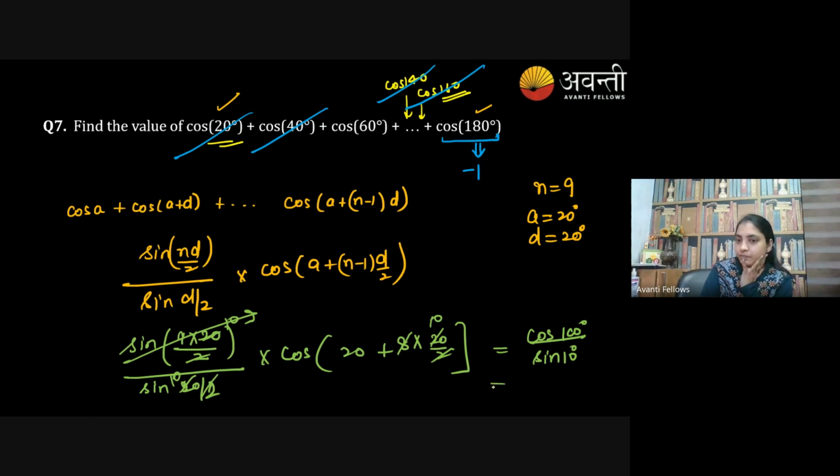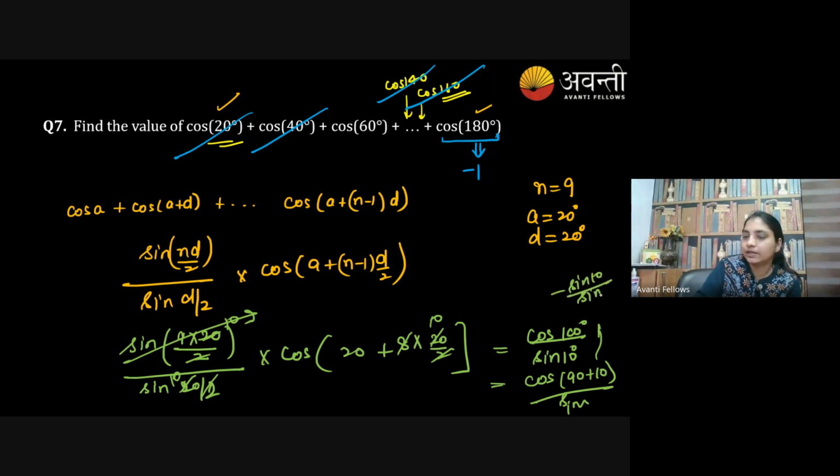I can write it as cos(90 + 10) divided by sin 10. So it equals minus sin 10 divided by sin 10. They are cancelled, and the answer is minus 1. Clear? So you got the answer, how to apply the series formula. But in this case, we did not need to apply the series, right?